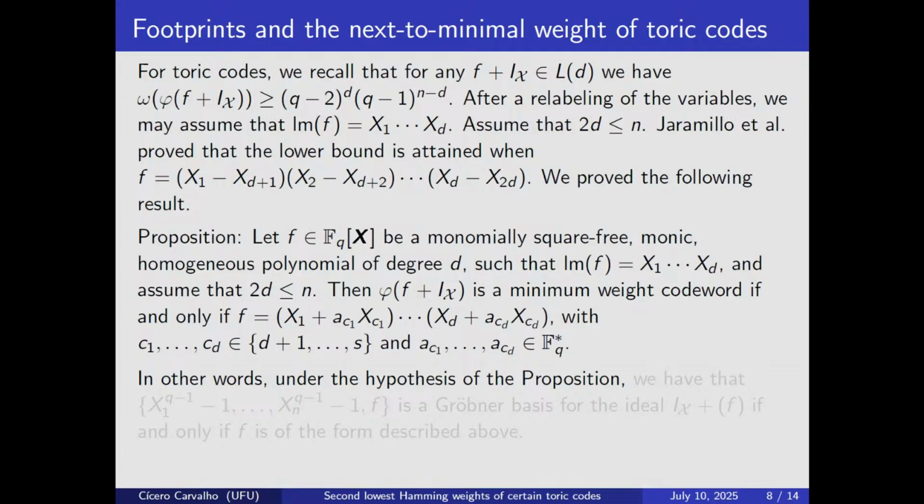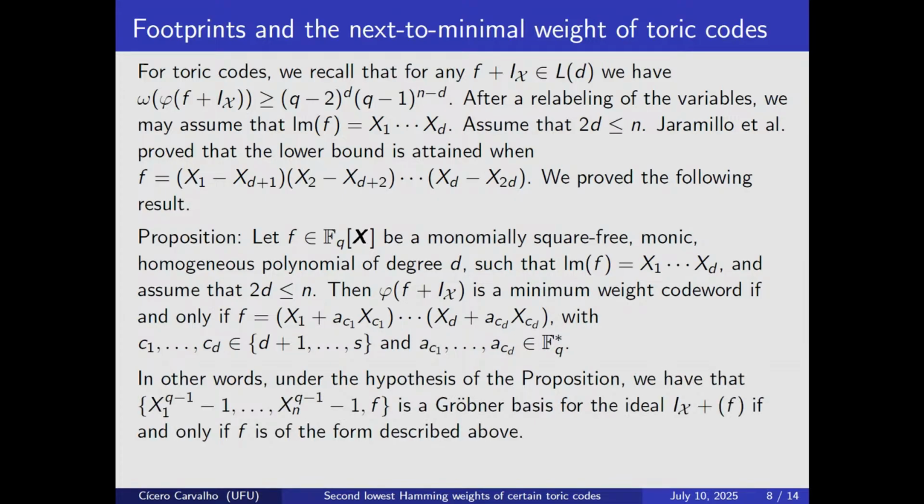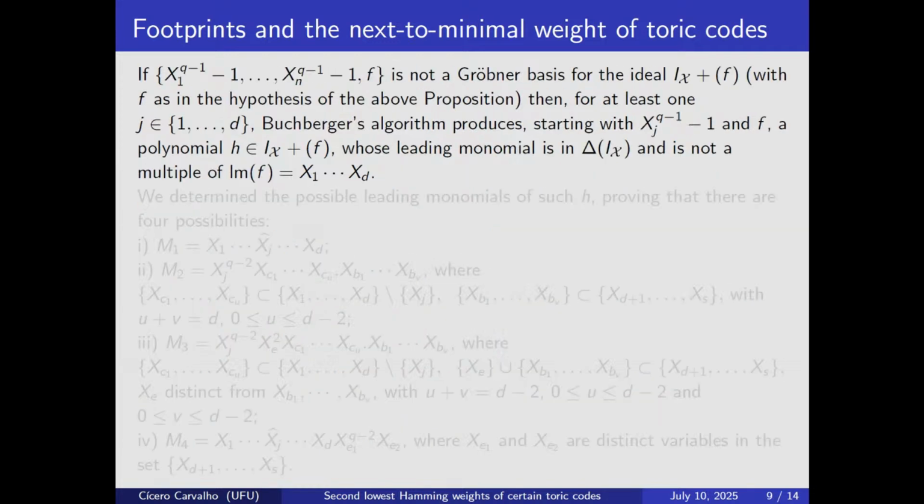Okay? So in other words, under the hypothesis of this proposition, we have that this is a Gröbner basis, so the lower bound is obtained, if and only if f is of this form described. So this is a Gröbner basis for this ideal if and only if f is of this form. So if you want to study the second weight, we assume that this is not a Gröbner basis.